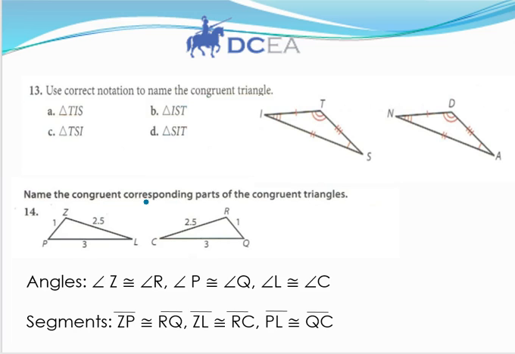Use correct notation to name the triangle a congruent triangle. So they want us to compare between these two. So we start with triangle TIS. 2 arcs, 3 arcs, 1 arc. That will be the same as triangle DNA, 2, 3, 1.